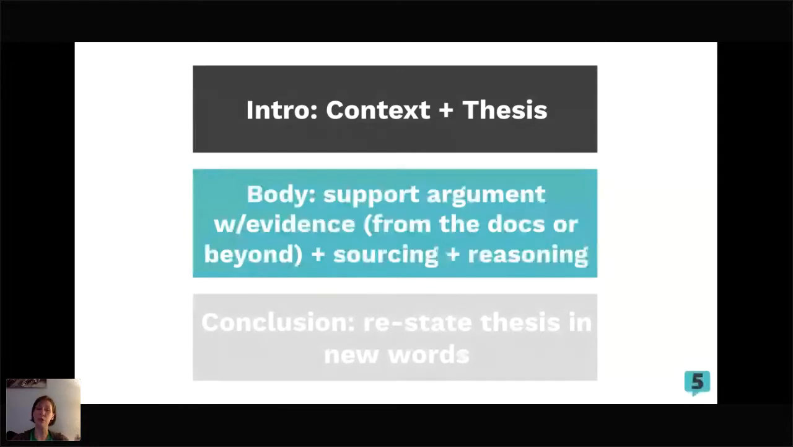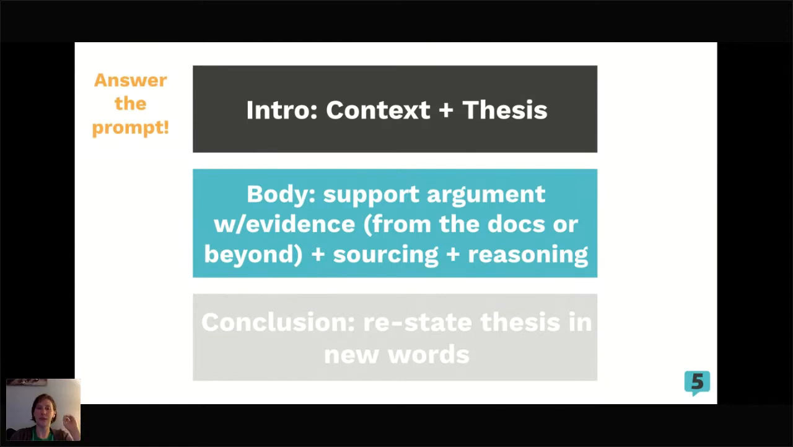Some of you are going to do it in two paragraphs. Some of you are going to do it in three paragraphs. Some of you are going to do it in four paragraphs. Some of you will forget to create paragraphs, and you will just write a long, beautiful run-on DBQ. It will be fine. You are supporting your argument. That's the point. Conclusion, I always suggest that you restate your thesis in new words in your conclusion.